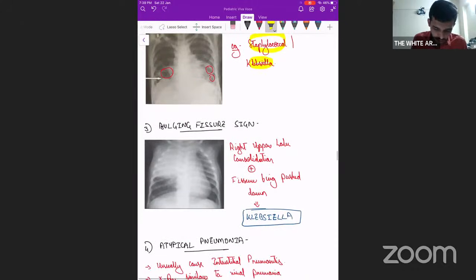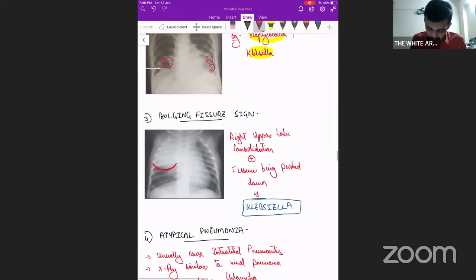Then you can get what is called the bulging fissure sign. Correct. The fissure of the right upper lobe is pressed downwards, which will lead to the bulging fissure sign. And this is seen characteristically with Klebsiella pneumonia. So these are the examples.